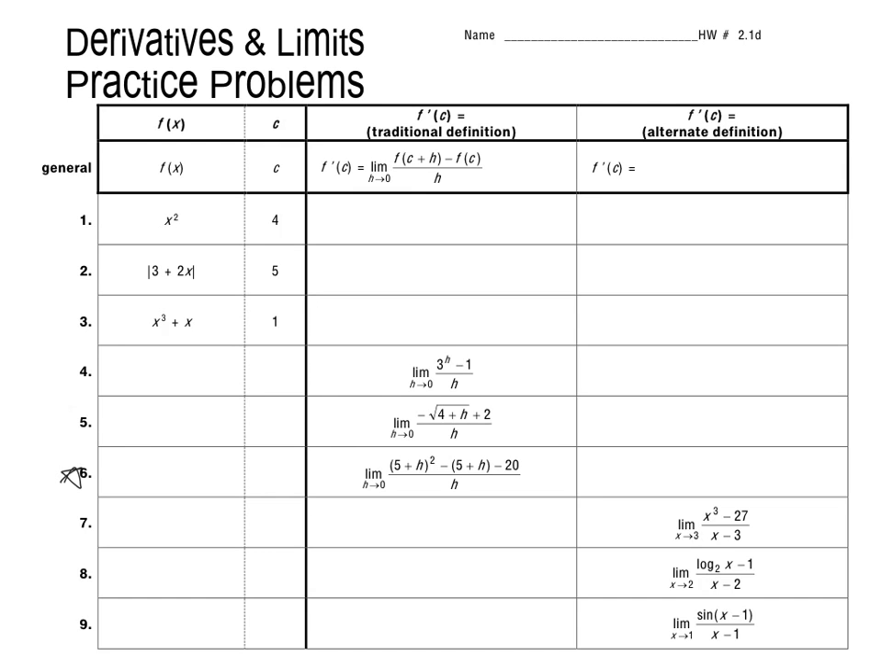Now notice in number 6, they give you the traditional definition. So from this, we have to be able to find the alternative definition and the function and the value where the limit is being evaluated at. Well, I know that the traditional definition says that it's the limit as h approaches 0 of f of c plus h. So we can see here that the value of c is 5.